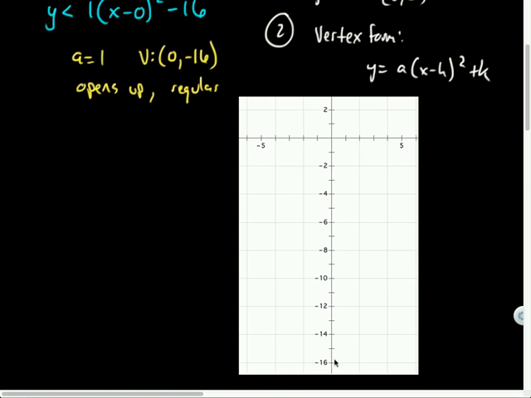So the vertex is 0, negative 16. And as I said, it is regularly shaped. So from there, I'm going to go up 1 over 1. Up 1 over 1, right there. And then from there I can go up 3 over 1, so that's another point. And then from there I could go up 5 over 1. So 1, 2, 3, 4, 5. And there's another point. What would my next move be? Up 7 over 1, which actually would take me all the way to the x-axis. Hey, I'm going to land right on it.